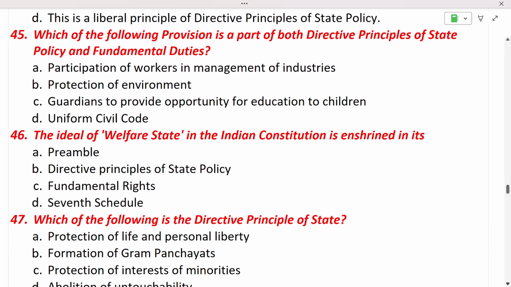Question number 45. Which of the following provisions is a part of both the directive principles of state policy and fundamental duties? Option A, participation of workers in management of industries. Option B, protection of environment. Option C, guardians to provide opportunity for education to children. Option D, uniform civil code. So the answer is B.